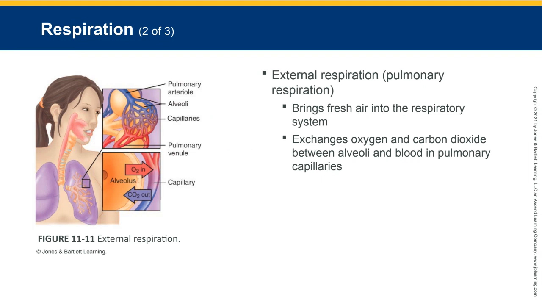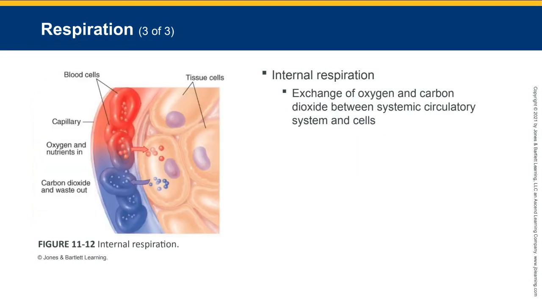External respiration, pulmonary respiration, brings fresh air into the respiratory system, exchanges oxygen and carbon dioxide between the alveoli and the blood in the pulmonary capillaries. Internal respiration is the exchange of oxygen and carbon dioxide between the systemic circulatory system and the cells.